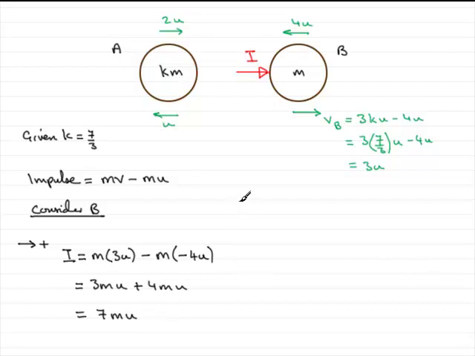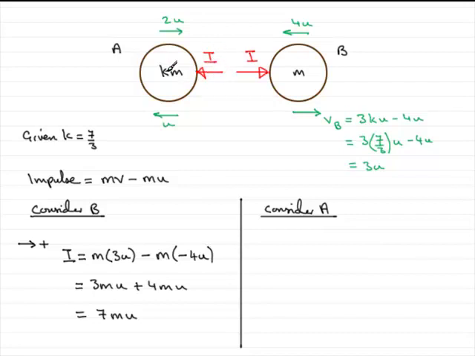But I would like to point out that you could have got exactly the same answer if you had considered A. And in some questions when you're asked impulse, it's quite often simpler to select the particle that you're going to apply the impulse on. So I'll just demonstrate this here. There'll be an equal and opposite impulse acting on A when they collide. So let's just mark that in here as I.